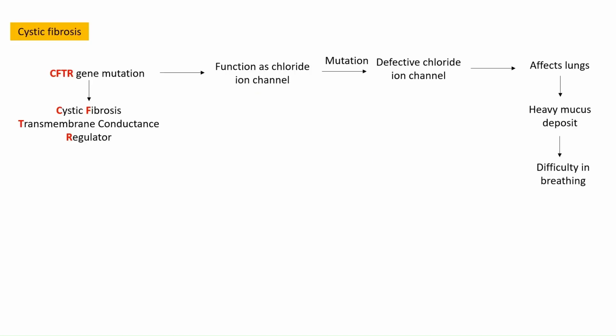Now another autosomal recessive disorder is cystic fibrosis. The CFTR gene gets mutated in cystic fibrosis. What is CFTR? Cystic fibrosis transmembrane conductance regulator. It functions as a chloride ion channel. When this particular gene gets mutated, the chloride ion channel becomes defective. It cannot function. And this defect affects the lung, causing heavy mucus deposit and hence resulting in difficulty in breathing.